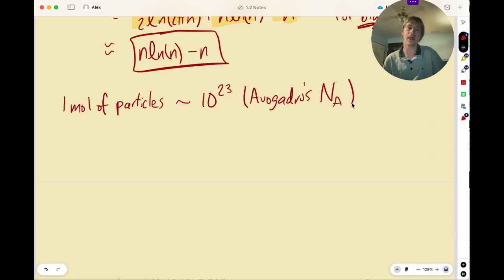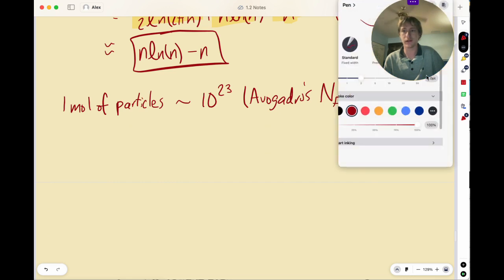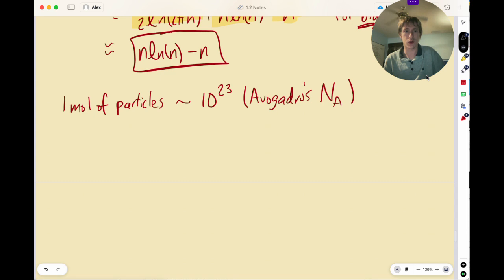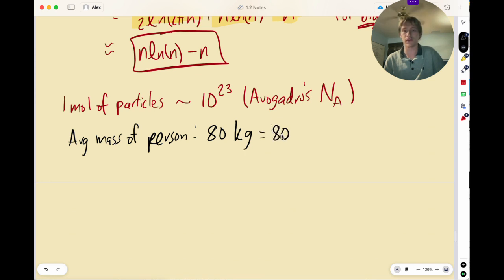Let's suppose that in the human body, I wanted to figure out how many different ways there are to rearrange all of the water molecules in my body, just for some reason. I want to see how many different combinations there are of water molecules. Well, let's do that. The average person in the United States of America is about 80 kilograms. So the average mass of a person is about, I think, 80 kilograms, which we need to convert to grams, which is 80,000.